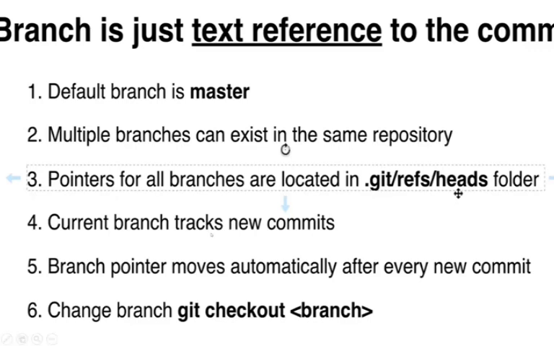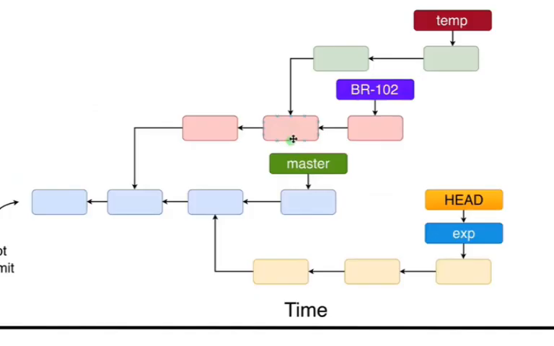The current branch tracks new commits. Why do I say this? The branch pointer moves automatically with every new commit, because HEAD is the new snapshot of your commit. So you can clearly see that the root commit is in this master branch, like first one, second one, third one, and fourth one.